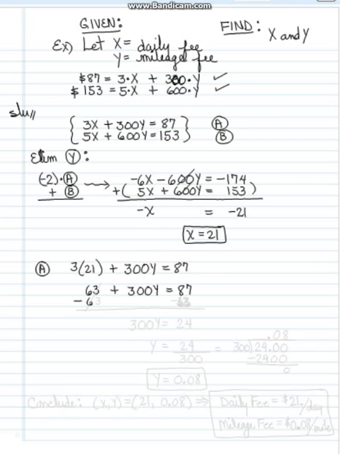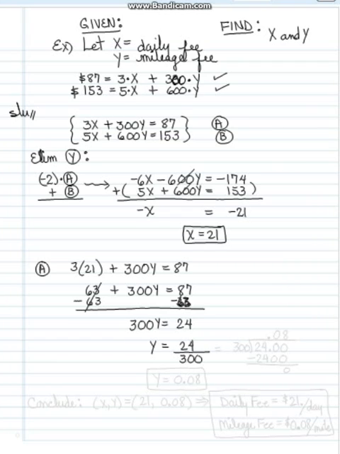Let's subtract 63 from both sides. We're isolating the y term. Whoops, 63, not 36. We get 300 times y equals 24. We subtracted 63. Okay, now we divide both sides by 300. We get 24 divided by 300.